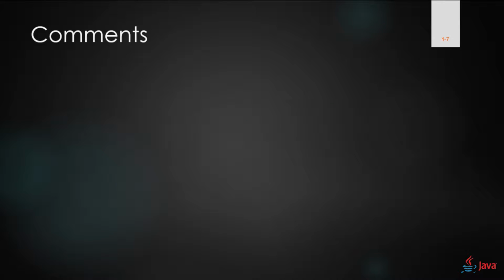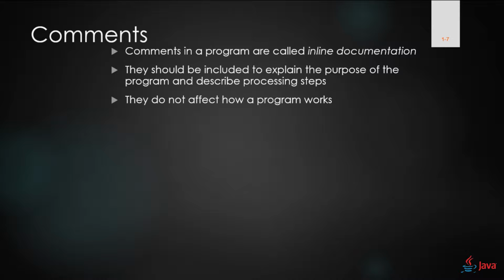Next up we have comments. Comments in a program are called inline documentation. They should be included to explain the purpose of the program and describe processing steps. This does not affect how the program works, because these lines, this double slash and the slash star ending with star slash, are lines that the compiler avoids when it reaches them.